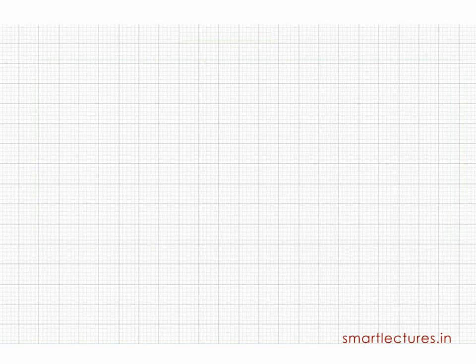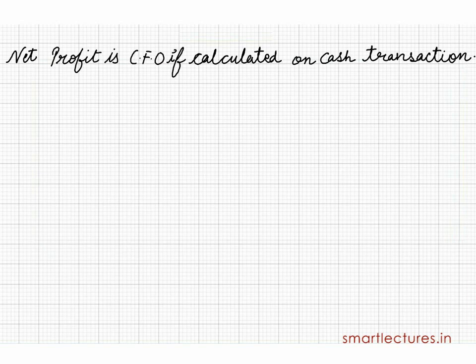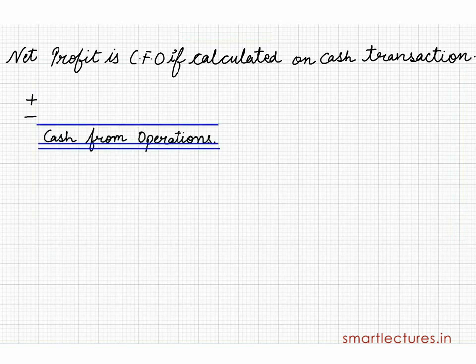Recently, we were discussing how to calculate cash from operation. And if you are given an income statement, what was our strategy? That net profit is the cash from operation if net profit is calculated on the basis of cash transactions. But sometimes there are non-cash transactions on the debit side and on the credit side of the income statement. So what we used to do, we used to add back or deduct from the net profit, and we were at the cash from operation.